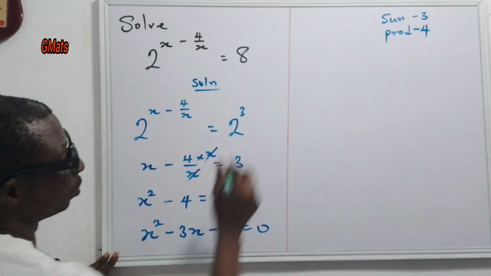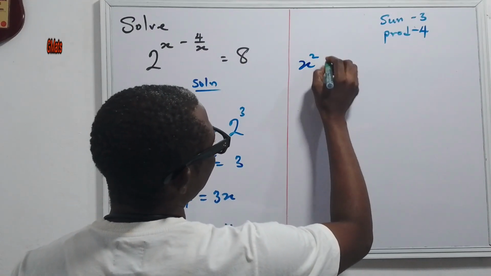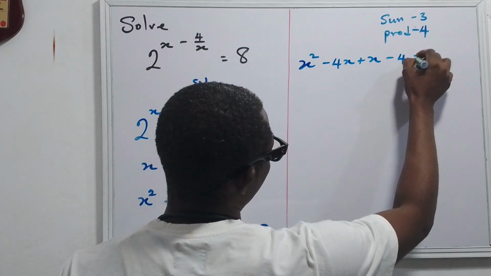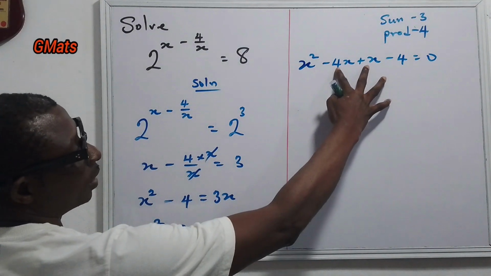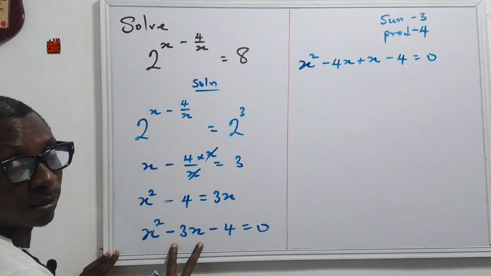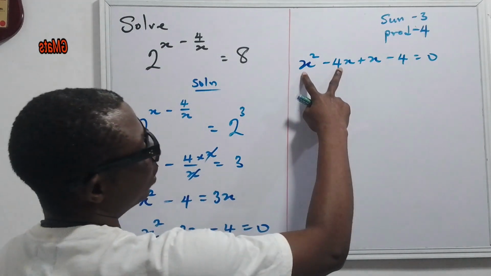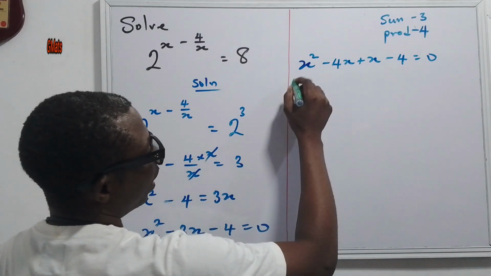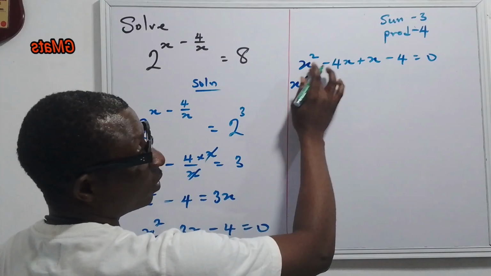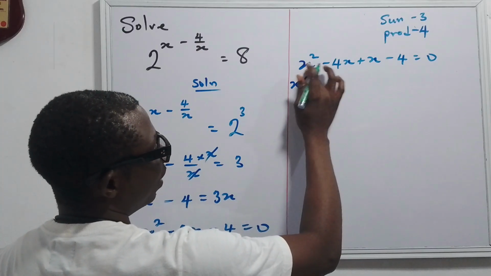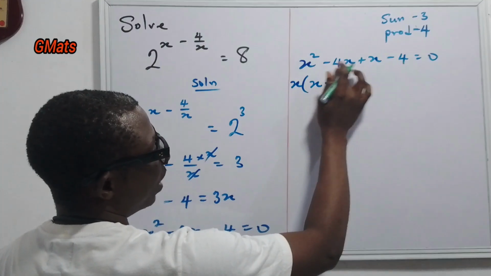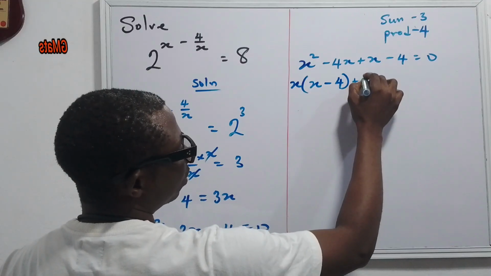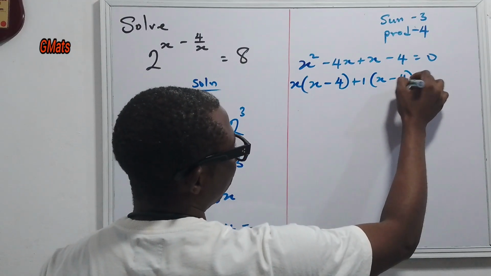So now this turns to x squared minus 4x plus x minus 4 equals 0. You can see when you add these together, you have negative 3x. Now let's look at the first pair here. What is the GCD of these two terms? We have x. x is the greatest common divisor. When you divide this by x, you have x. Divide negative 4x by x, we have negative 4. Here, the GCD is 1. So we have x minus 4.